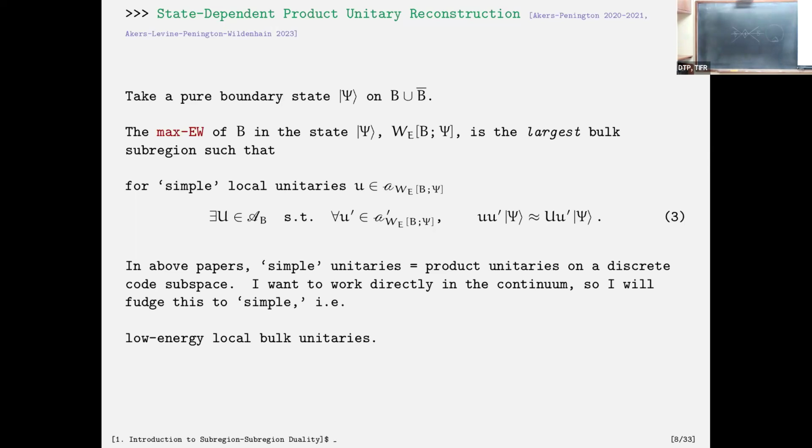But you are allowed to activate any bulk unitary in the complement of the max EW before you do the reconstruction. It's the same capital unitary, and this is a slightly stronger statement now. The same capital unitary regardless of what's happening in the complement. This basically tells you that the complement has no effect on what's happening in your bulk subregion. And by simple, I will mean low energy and local bulk unitaries.